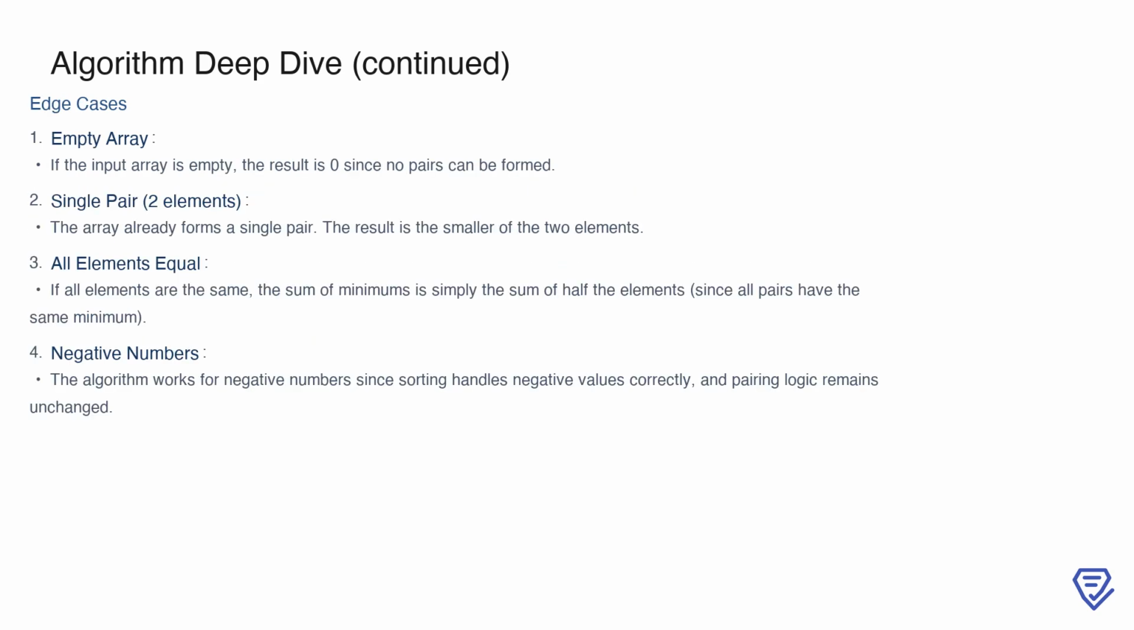It's important to consider edge cases to ensure the algorithm handles all possible scenarios correctly. For an empty array, no pairs can be formed, so the result is 0. If the array contains exactly 2 elements, it already forms a single pair, and the result is simply the smaller of the 2 elements. When all elements in the array are equal, the sum of the minimums is just half the total sum of the array, as every pair will have the same minimum value. Finally, the algorithm works seamlessly with negative numbers because sorting handles negative values correctly, and the logic for pairing and summing remains unchanged. These considerations make the algorithm robust and applicable to a wide range of inputs.